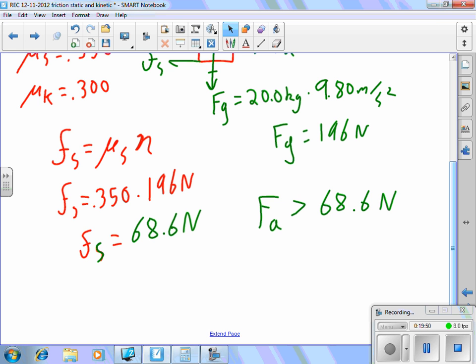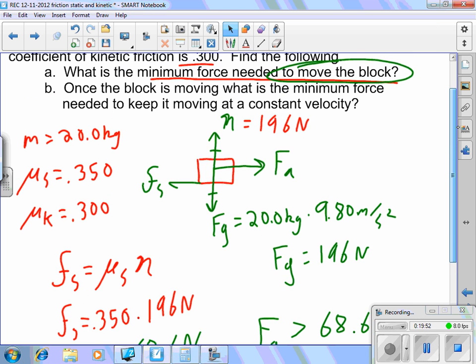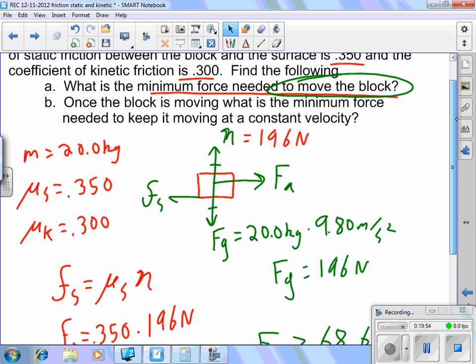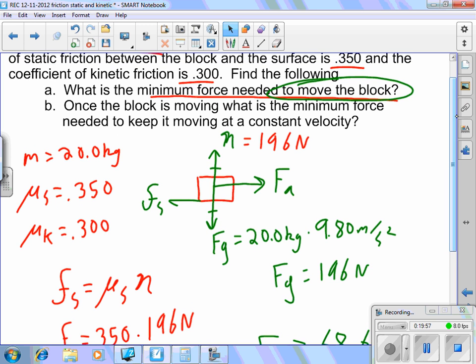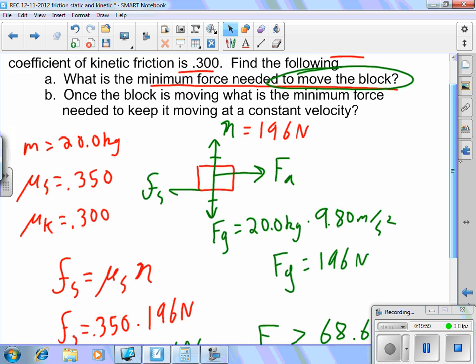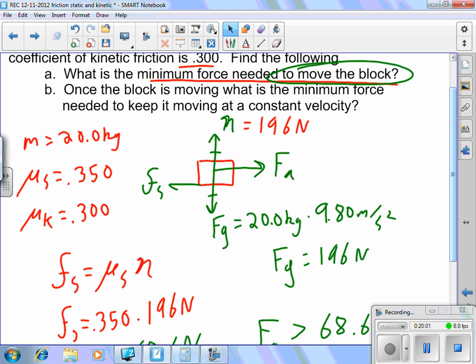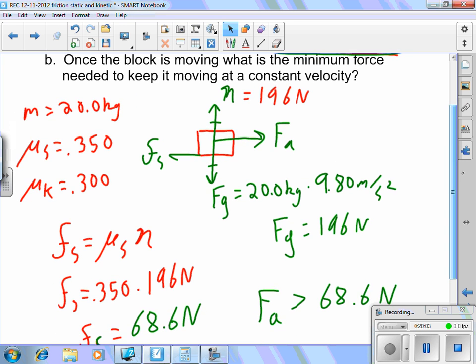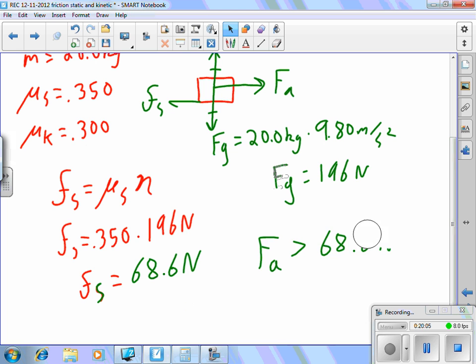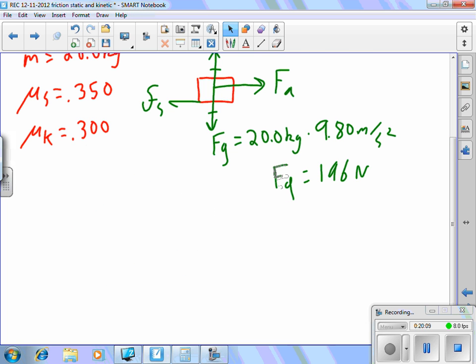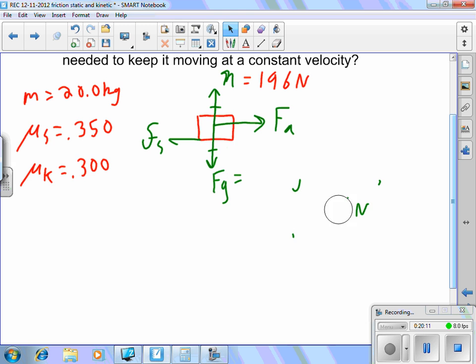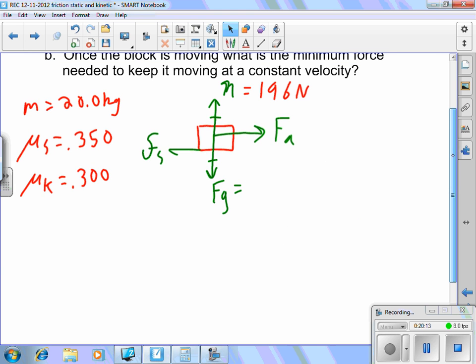It will move. For the next situation, once the block is moving, what is the minimum force needed to keep it moving at a constant velocity? Obviously, in your work, I would have you draw this again if you so choose, but a lot of this work is still solid. I'm going to get rid of what I've written down for static friction, and I'm just going to summarize this to 196. So I just want you to be aware of why there are changes to the diagram you see.